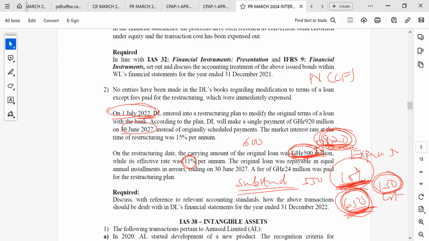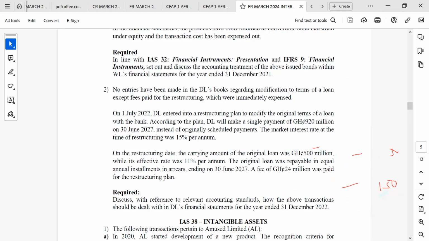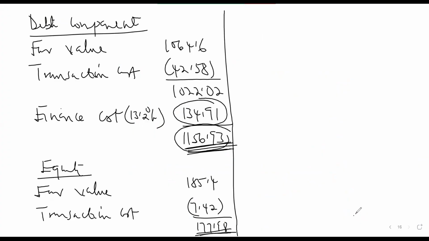So what we do is calculate the amount that we'll be paying. Let's calculate the present value of the cash flow under the new term. After calculating the present value, you add the fee to it. Any fee that the company has paid relating to that will be added to the present value, because the present value of the fee is still the same as the value.